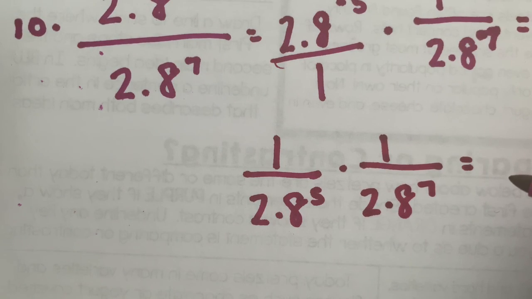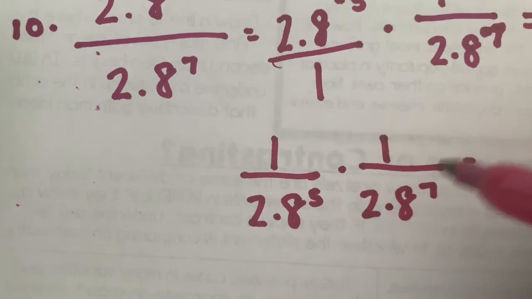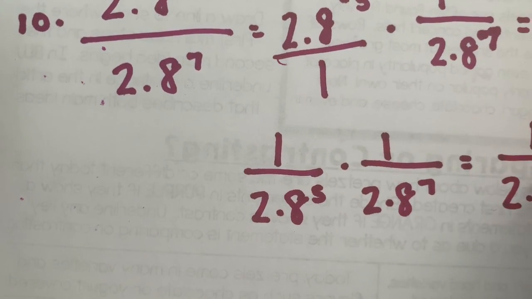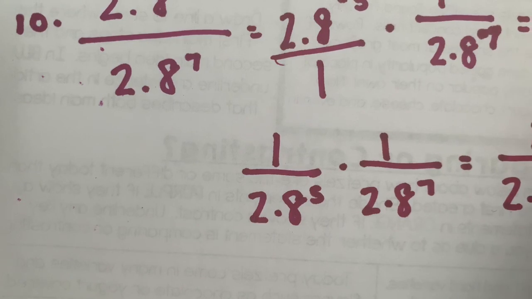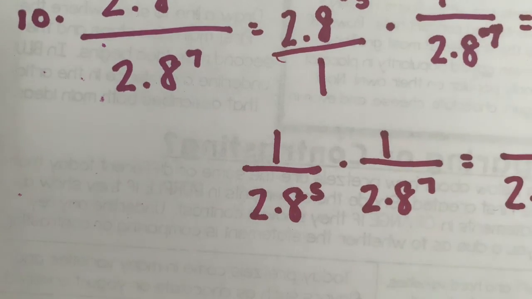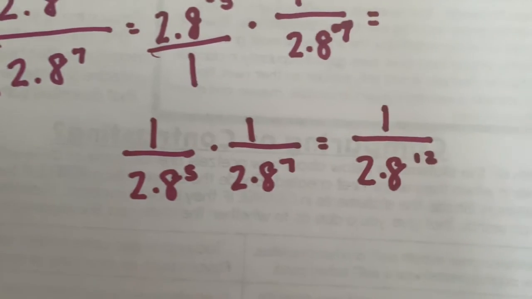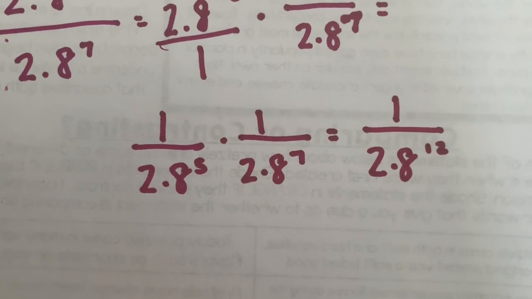So what do you do now? This is multiplying, so what do you do to these exponents? You add. 7 plus 5 is 12. So it'd be 1 over 2.8 to the 12th power.